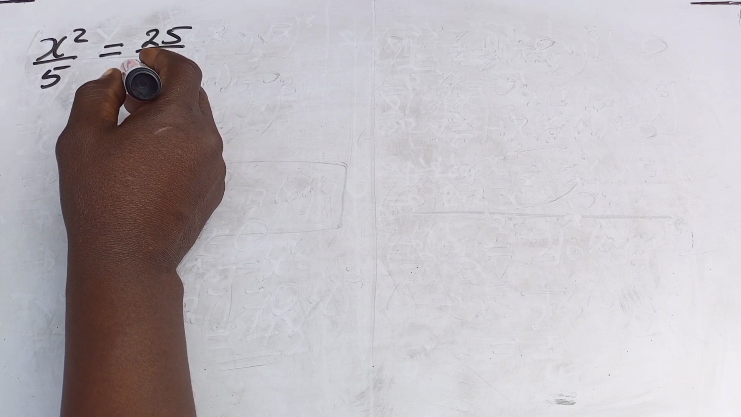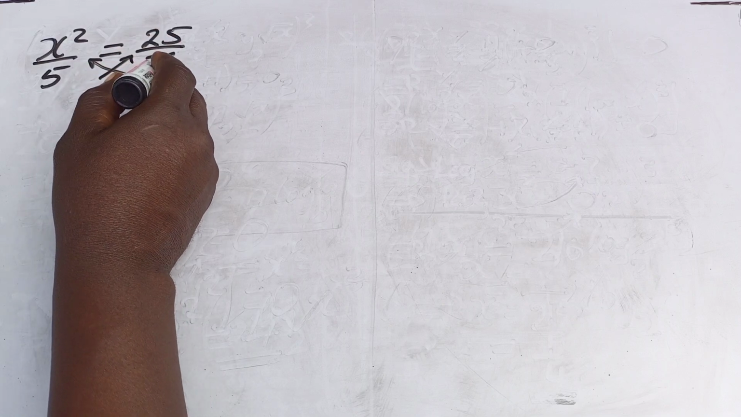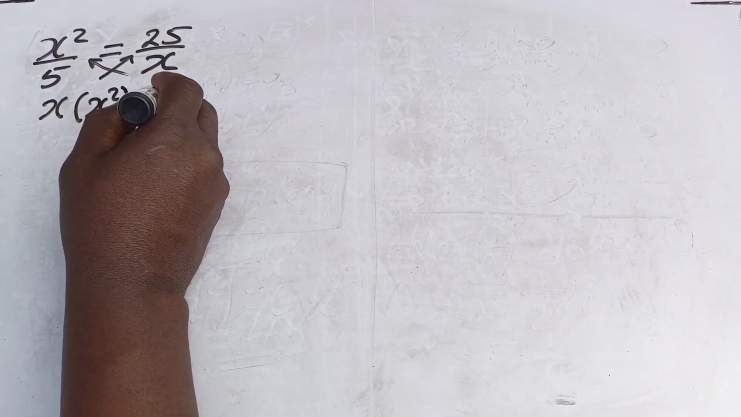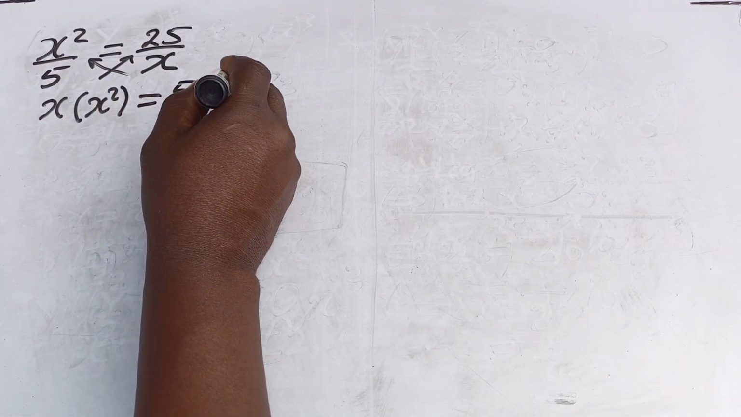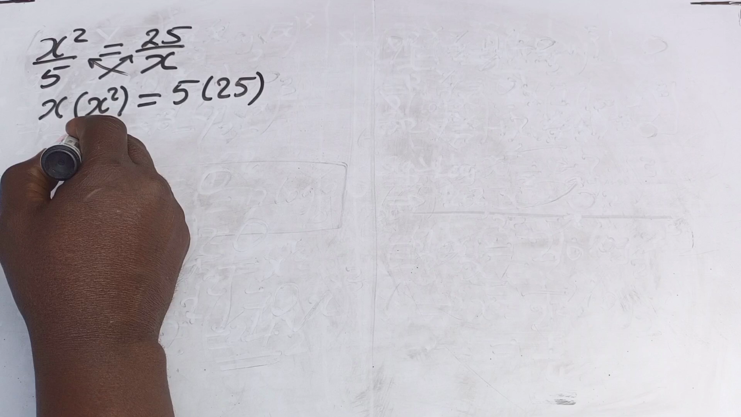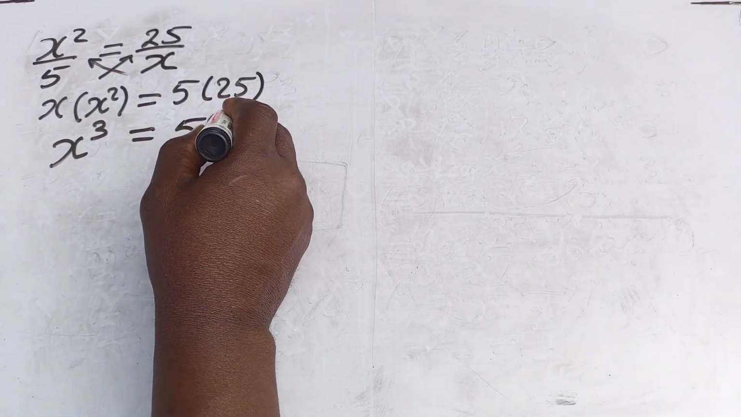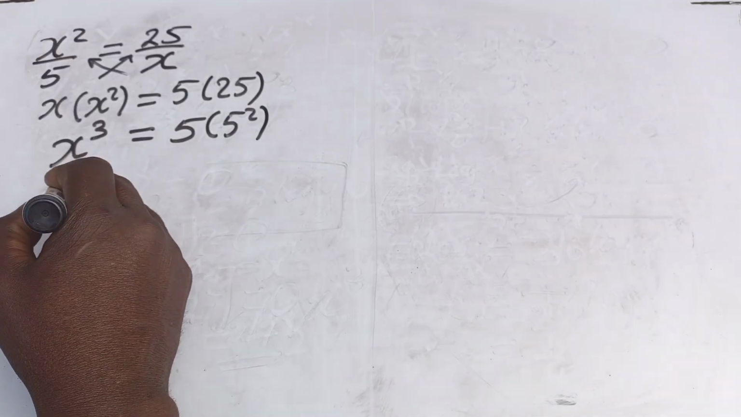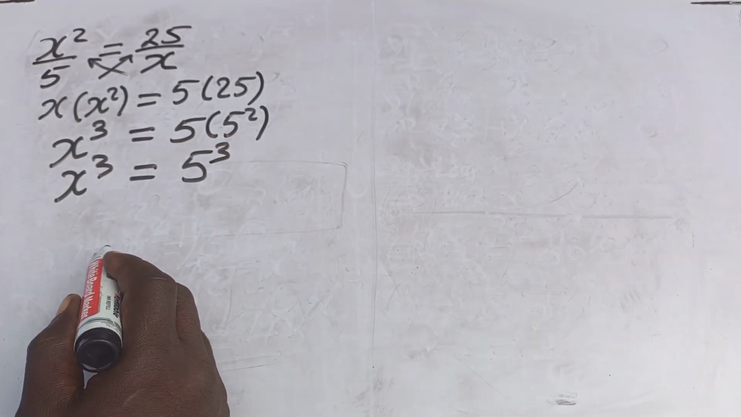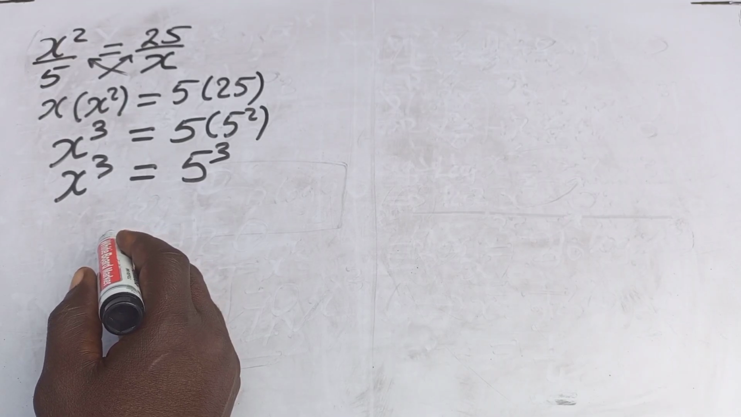The first thing to do is to carry out cross multiplication. This x multiplied by that x squared, 5 multiplied by 25. So we have x cubed is equal to, remember 25 is 5 squared, so we have x cubed is equal to 5 cubed. It's better to write it this way so that we can work with indices easily, use the laws of indices easily.